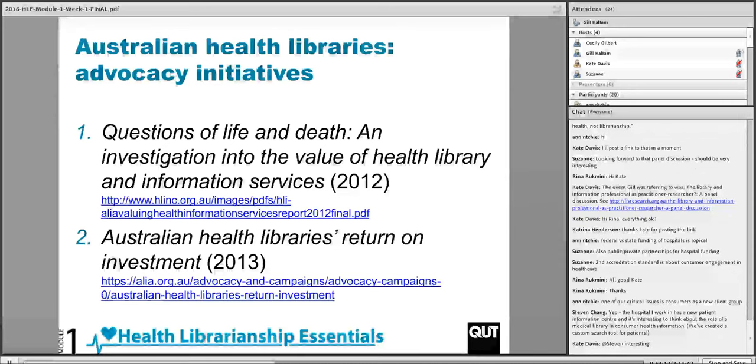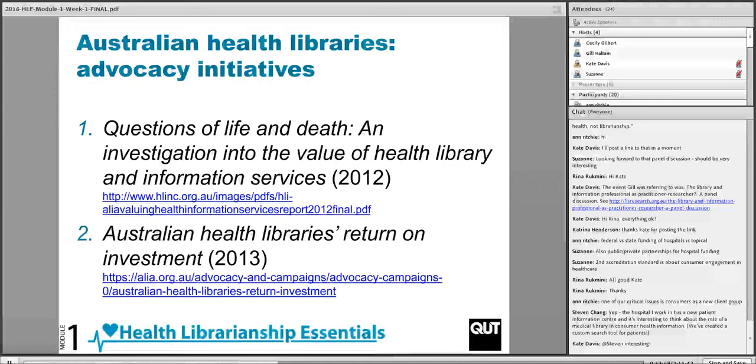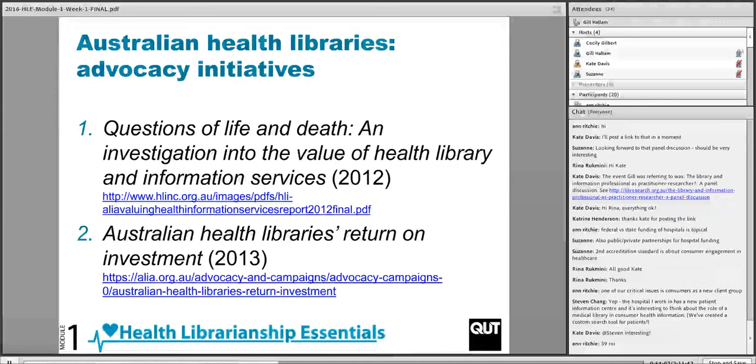ALIA has been involved through HLA as well in an advocacy campaign around the return on investment that health libraries achieve. Anne Ritchie, who's with us, is a big player in that study as well. Very importantly, it takes the perspective of, for every dollar that's invested in a health library, what's the actual return on investment? So the report there will give you some really deep insights into how that was measured and the importance of advocacy for the sector to ensure that there's a strong, sustainable future and that there is meaningful information that is part of the conversation that's had with hospital management, with the healthcare managers as well, that access to information is really critical.